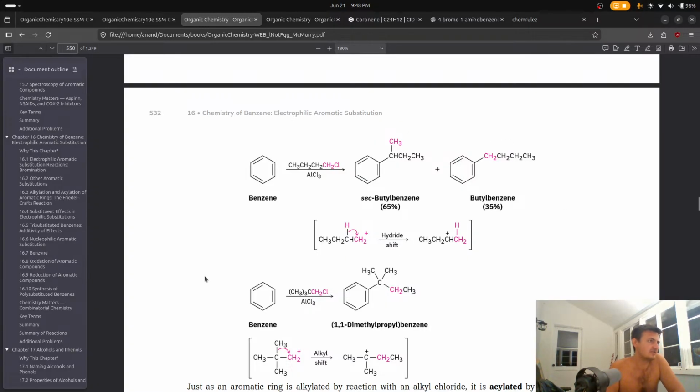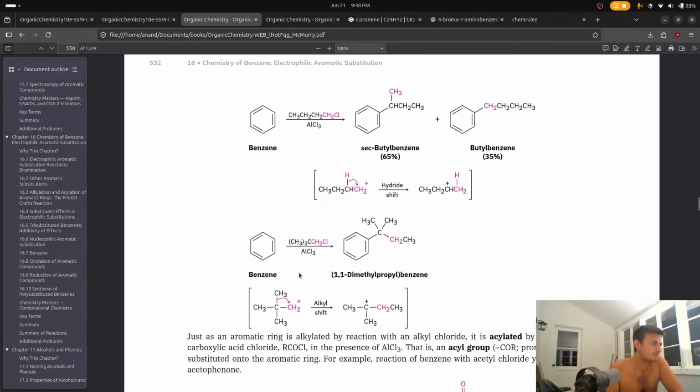Okay, so there's nothing new here if you understand carbocation rearrangements. And here we have dimethyl. Wait, hold on. Yeah, we have an alkyl shift. And then we got the tert thing.